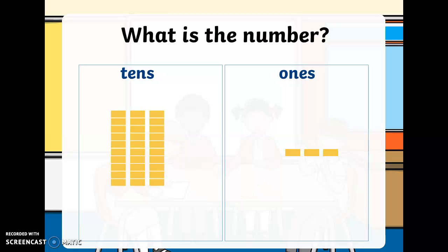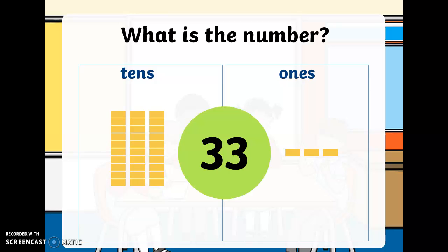What is this number? How many 10s do you see? Count with me. 1, 2, 3. How many 1s do you see? Count with me. 1, 2, 3. 3 1s. I see 3 10s and 3 1s. That makes the number 33.